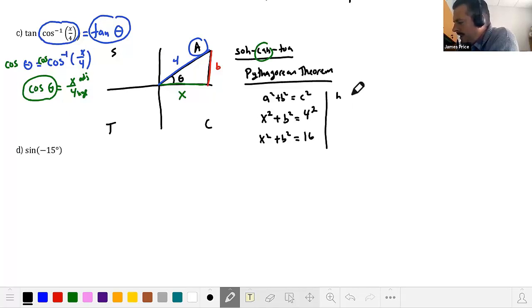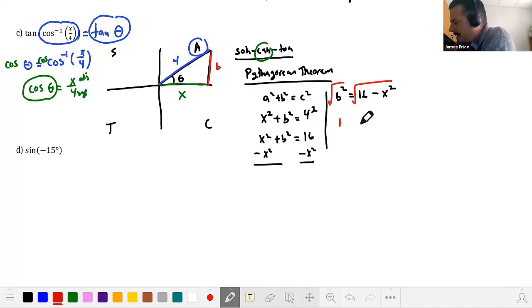And so b squared is equal to 16 minus x squared, so subtract x squared on both sides. So it cancels on this side. And so we're just taking off x squared on this side and on this side too. And so, of course, we get b squared by itself and 16 minus x squared. And now here, we're going to take the square root of both sides. And notice, b is certainly positive. It's idealized, so it's always going to be positive in this situation. So b is equal to the square root of 16 minus x squared.